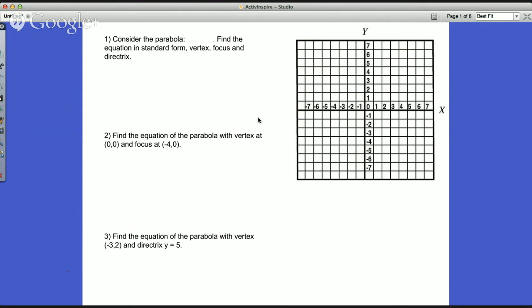Number 3 says find the equation of the parabola with a vertex of (-3, 2) and a directrix of y equals 5. One thing that I always like to do with this is at least do a rough sketch of the graph. It always helps me to at least look at it. Sometimes people don't do that, and that's okay. But that's kind of how I like to get this started.